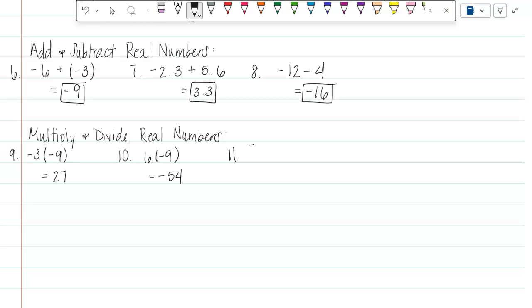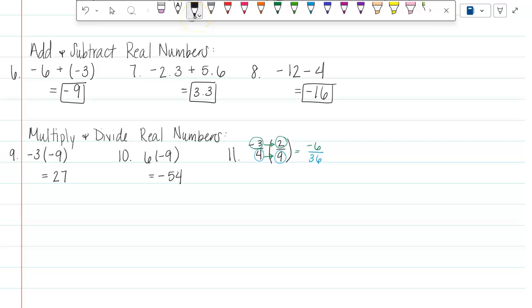Problem number 11. You've got negative 3/4, and we're going to multiply by 2/9. The way real number operations work when multiplying fractions is that you multiply straight across. So we've got negative 3 times 2, which is negative 6. Because we already used the negative 3, we do not use the negative on the bottom. Then we've got 4 multiplied by 9, so 4 times 9 gets me 36. So we just multiply straight across.